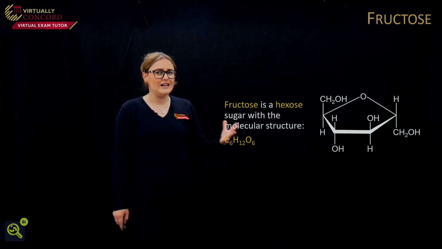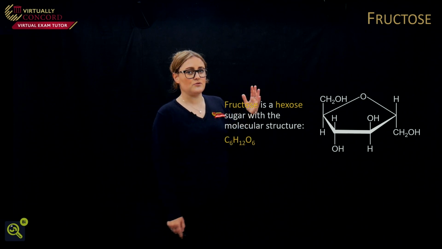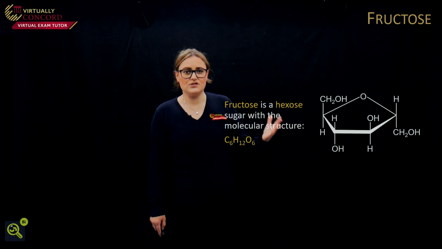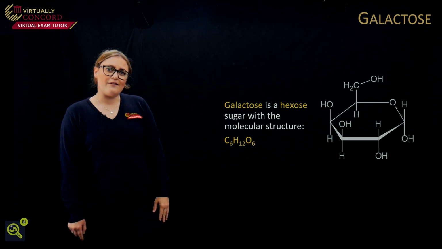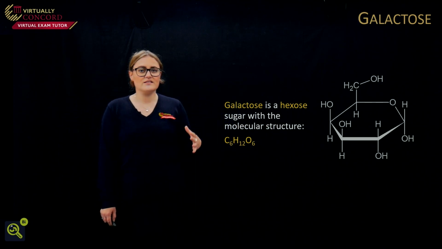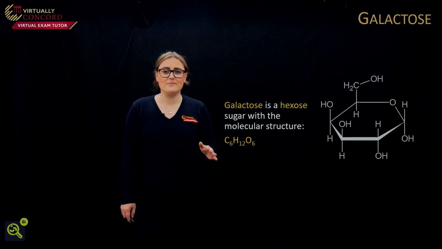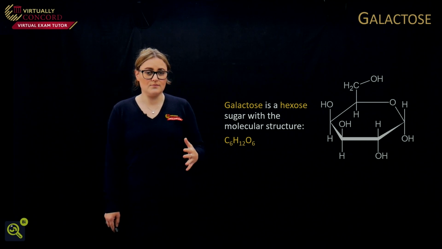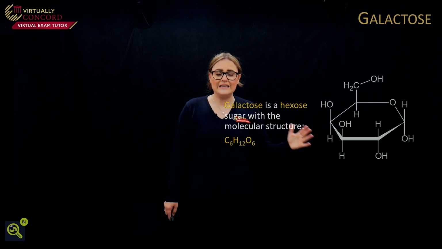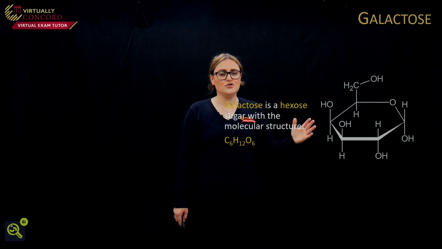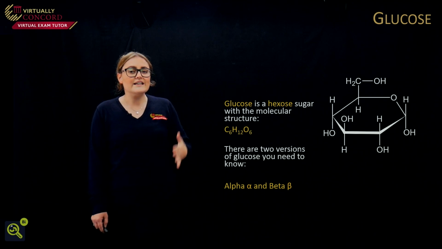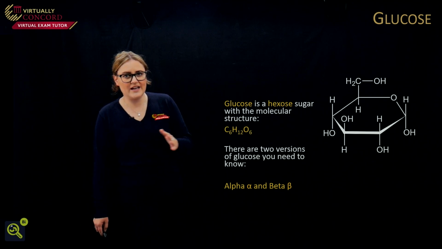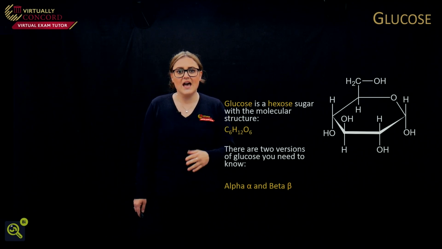You just really need to be able to kind of recognise it. You don't need to be able to draw it or remember it in that sense. You just need to know that it's not glucose. So if we have a look at galactose, galactose is a hexose sugar as well, and it shares the same molecular structure. Now this means that these molecules are all structural isomers, okay? And again, you don't need to know this structure over here, you just need to be able to recognise that it's not glucose.